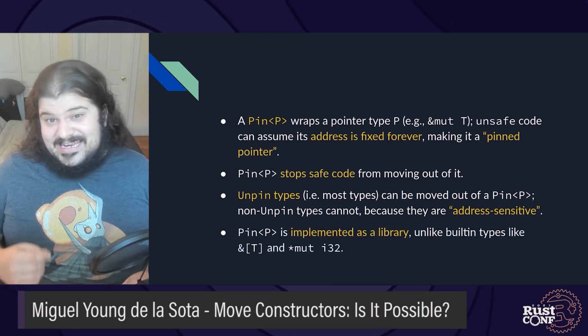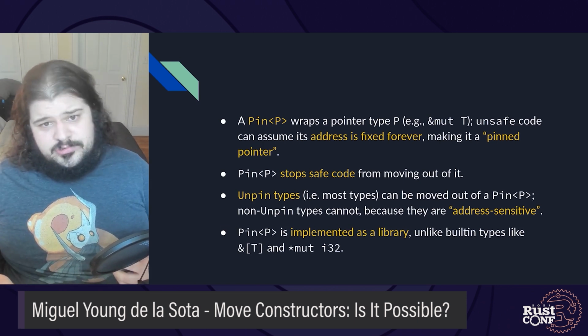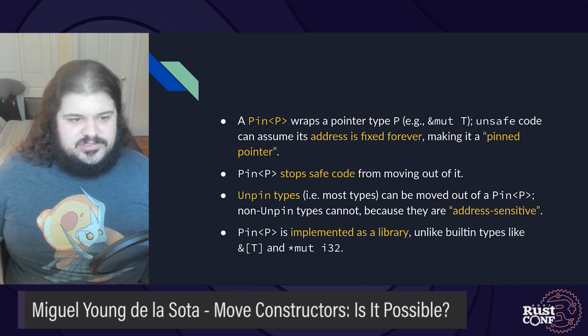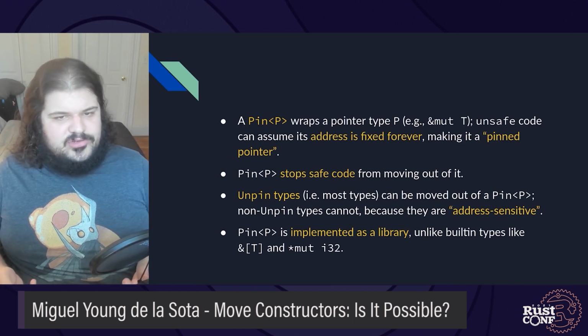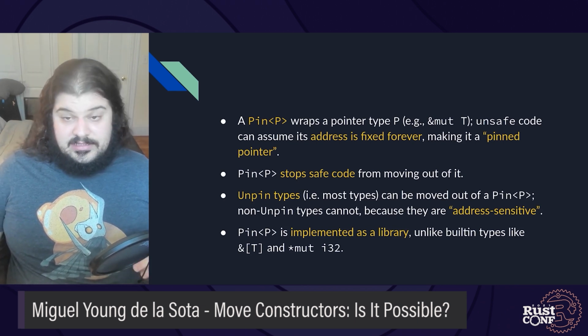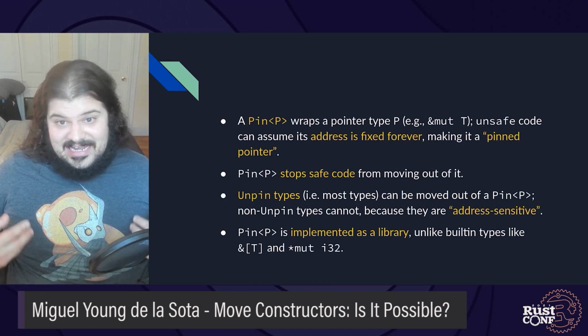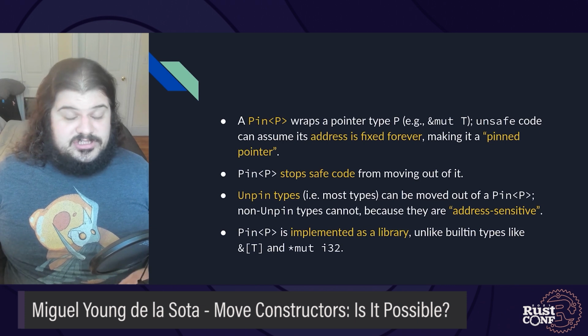Most importantly, pin isn't magic. It's a library type, and it doesn't really change Rust's core semantics. You can still move things around as long as you have them by value. This is unlike types like slices and raw pointers, which introduce entirely new language semantics. This will be important later because we will add additional library guarantees that don't change Rust semantics at all.